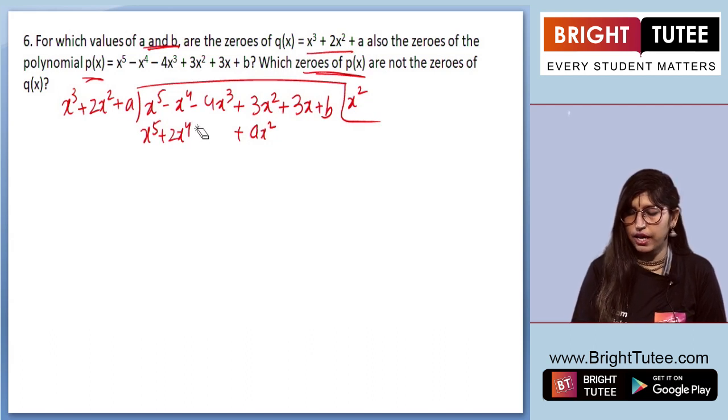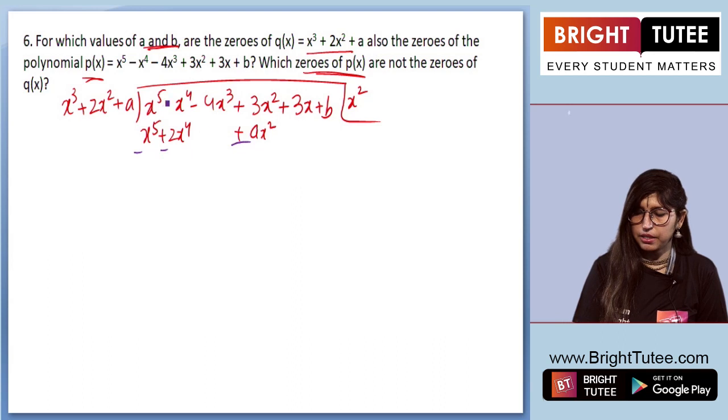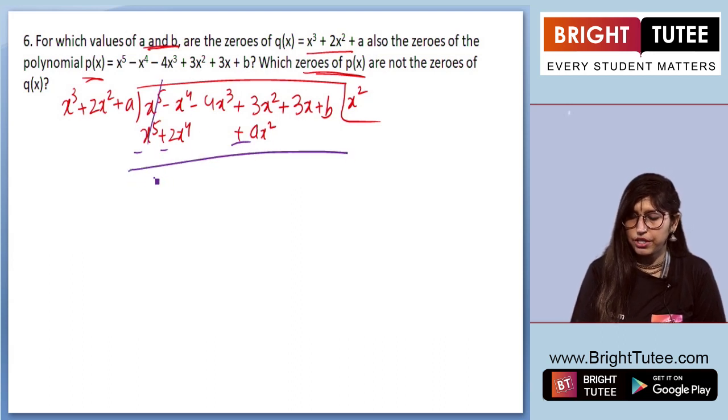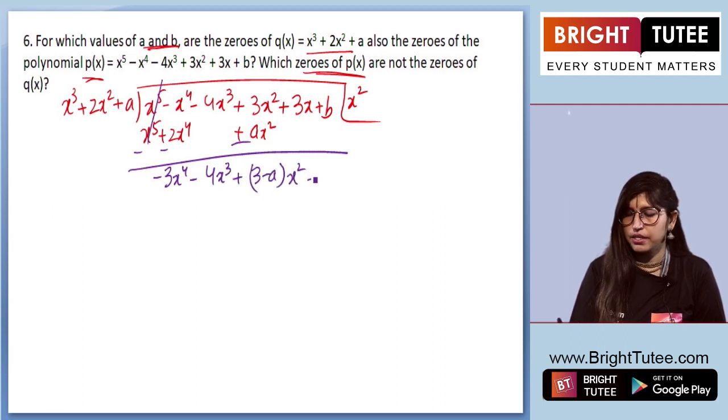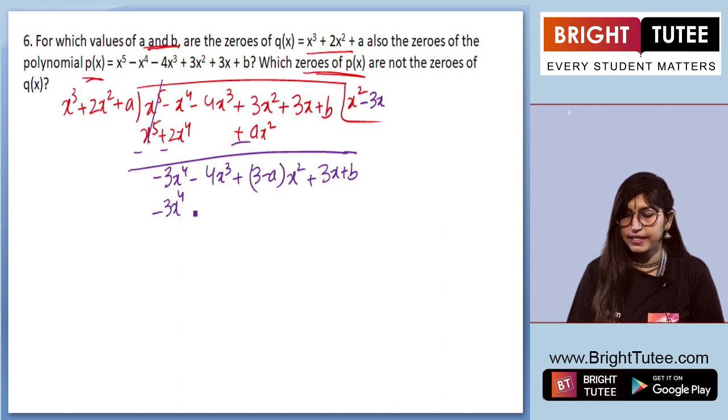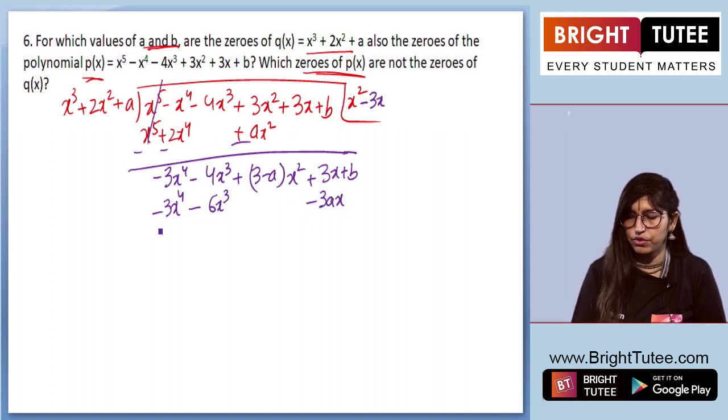Now we'll change the signs. We're getting minus, minus and minus. Cancel this out. Minus 1 minus 2 is minus 3x^4, minus 4x^3, plus 3 minus ax^2, plus 3x plus b. Now the next thing will be minus 3x. So over here there will be minus 3x^4, plus and minus is minus 6x^3, and minus 3ax. So we are getting minus 3x over here. We will be changing the sign, cancelling it out.